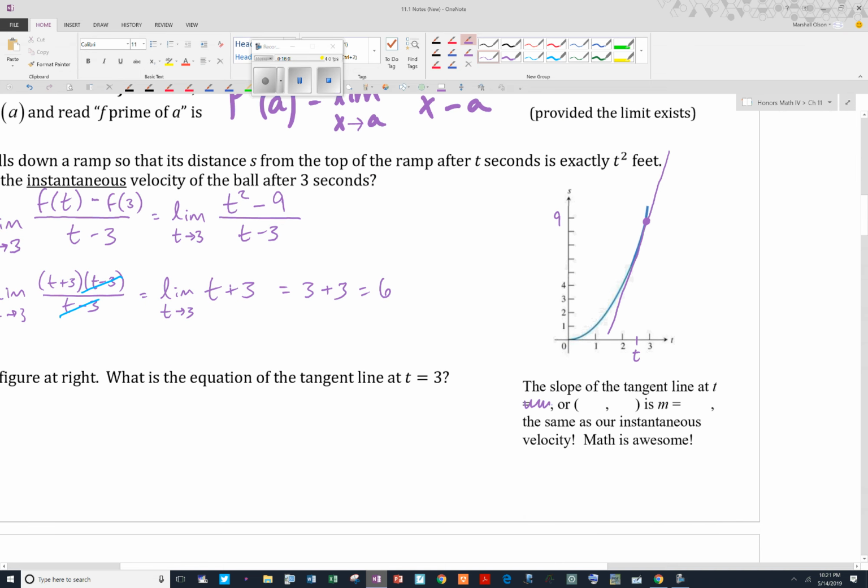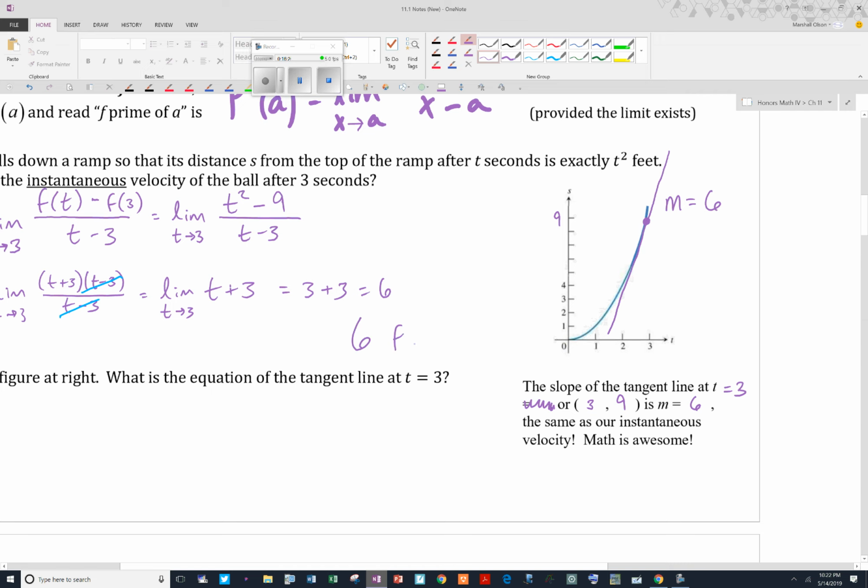This got kind of messed up when I printed it out. The slope of the tangent line at t equals 3, or at 3 comma 9, is m equals 6. So at 3 comma 9, the slope of that line is 6, which means that the instantaneous velocity is 6 feet per second at 3 seconds.